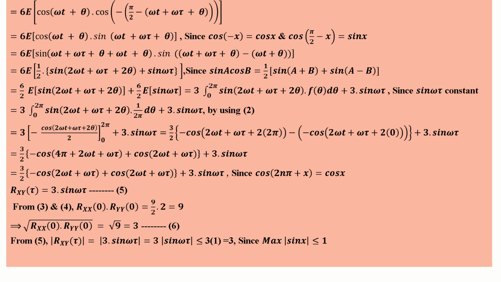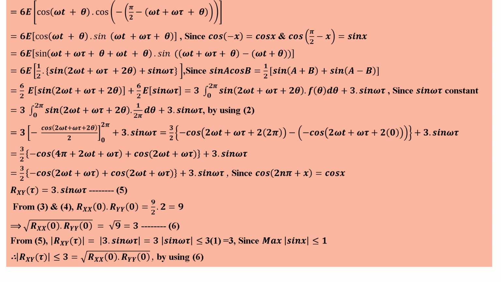From 5, the modulus of Rxy of τ is equal to modulus of 3 sin ωτ, which is equal to 3 times the modulus of sin ωτ. 3 is a positive number, so we are taking it outside the modulus. We know the maximum value of the modulus of sin ωτ is 1, because sin θ lies between minus 1 and plus 1. For the sine curve, minus 1 is the least and plus 1 is the highest. So we are taking the maximum of the modulus of sin ωτ, that is 1. So 3 into 1, which is less than or equal to 3. So the modulus of Rxy of τ is less than or equal to 3.